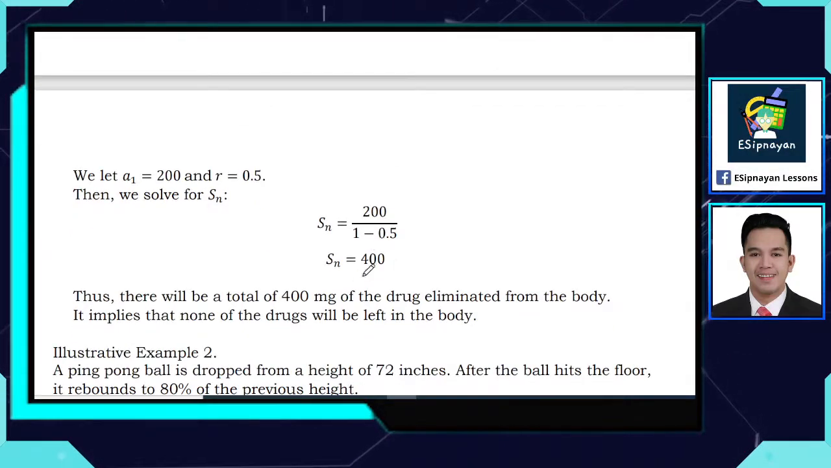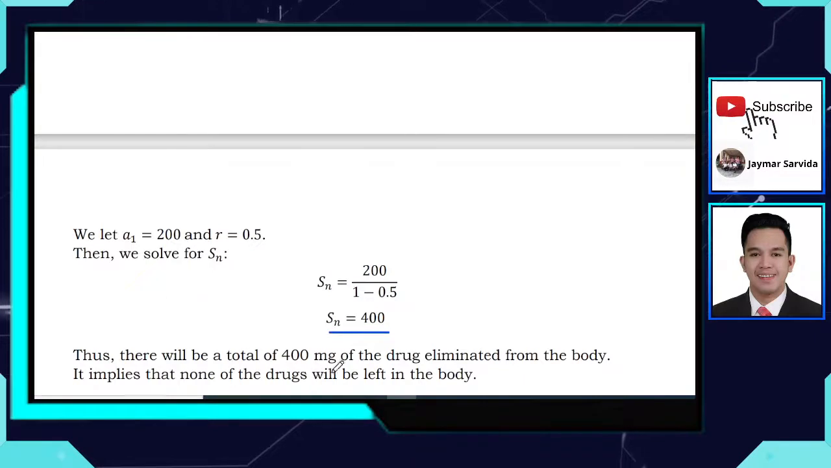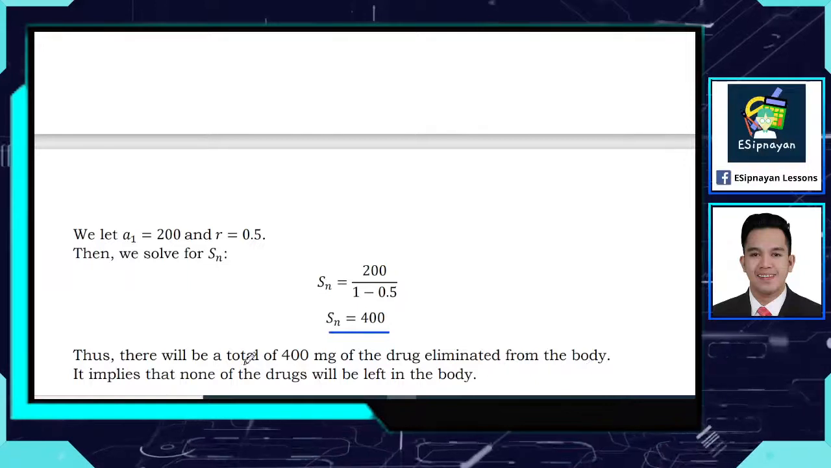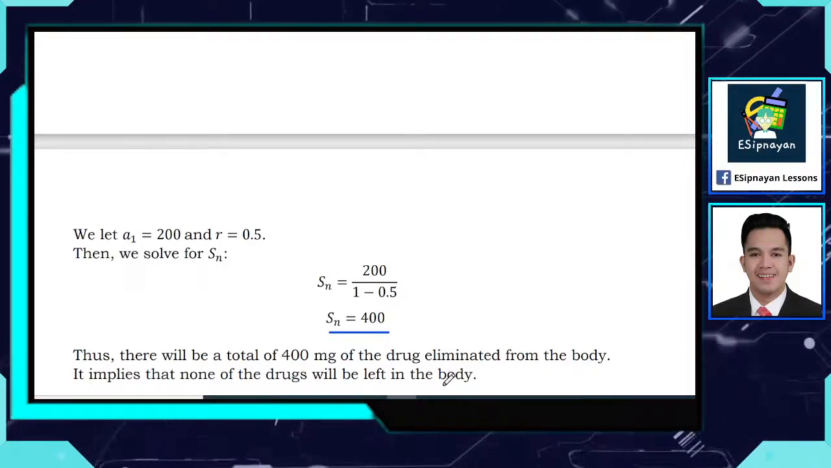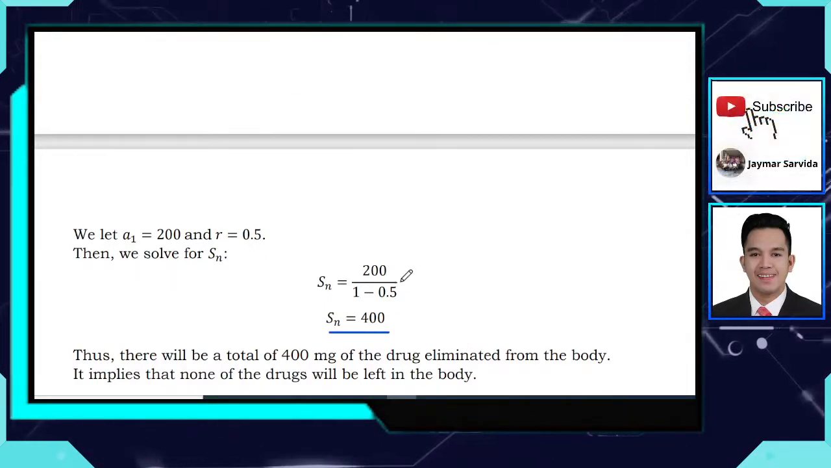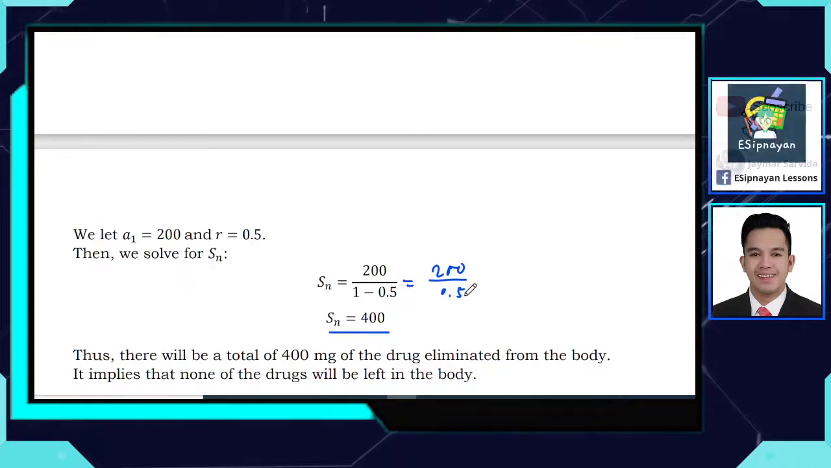Substitute, then simplify. The result is 400. So thus there will be a total of 400 milligrams of the drug eliminated from the body. It implies that none of the drugs will be left in the body. Okay, dito class sa pag-solve nito ha. Baka nakalimutan nyo paano to i-solve. Unahin yung nasa baba. So 1 minus 0.5 is 0.5. 200 divided by 0.5 is 400. So 400 milligrams of drug eliminated from the body.